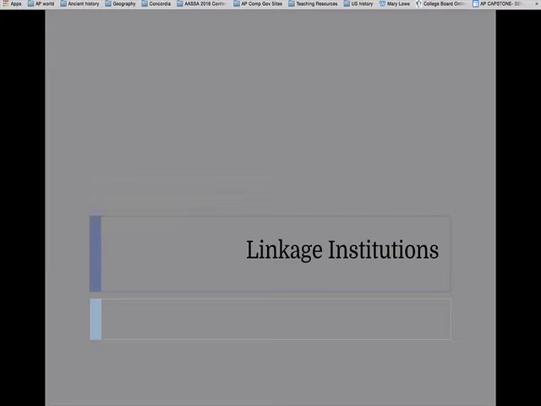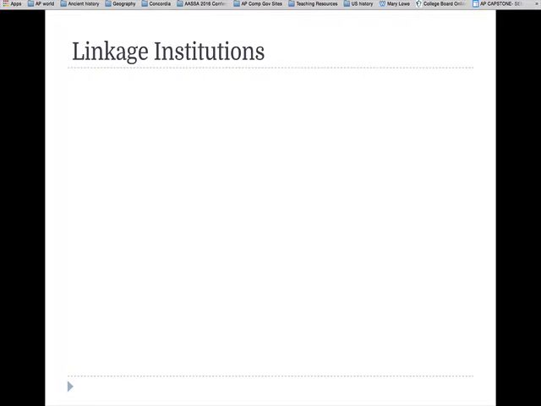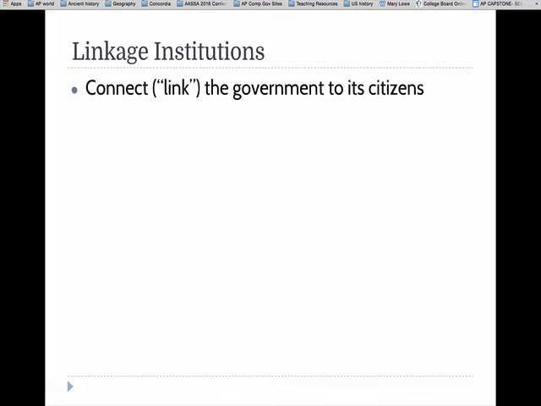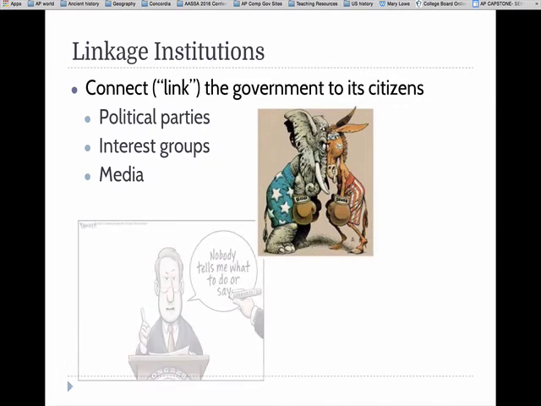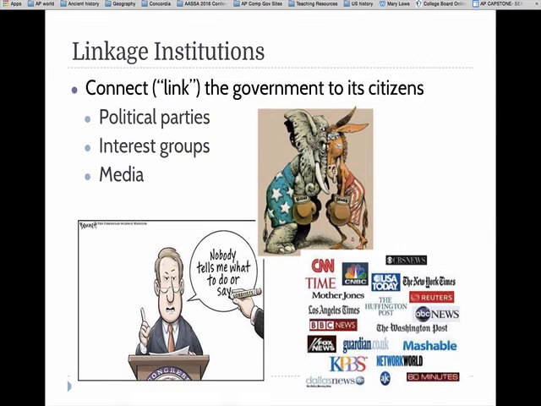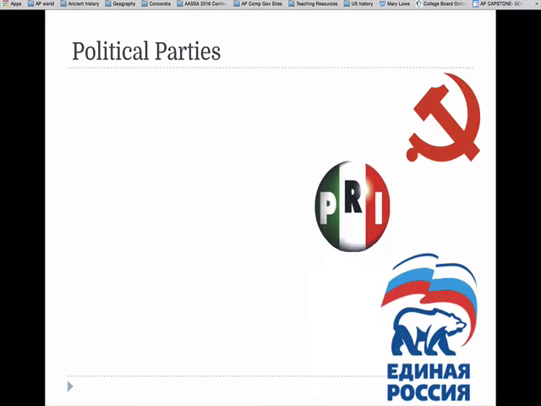All right, so aside from electoral systems, another way that we influence the government is through something called linkage institutions. Linkage institutions are those institutions which connect the government to its citizens. So this is through those political parties that we were just talking about. This is through something called special interest groups or interest groups, as well as the media, which obviously you're very familiar with. Things are published in the media and people are influenced by that.